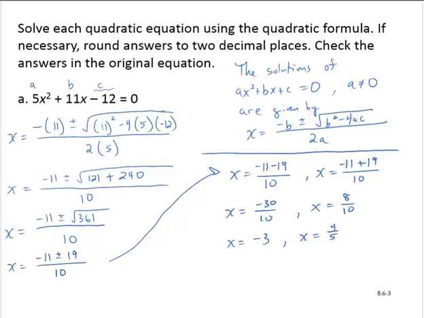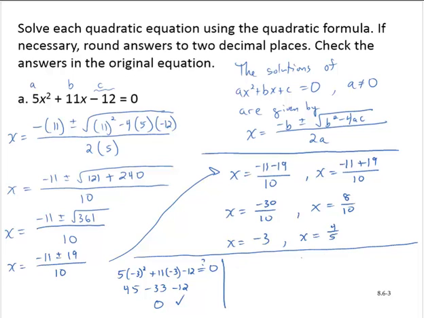All right, now we want to check these. So checking negative 3. 5 by negative 3 squared plus 11 by negative 3 minus 12, is this 0? 5 times negative 3 squared, that's 5 times 9 is 45, minus 33 minus 12, that's exactly 0. That checks out. 4/5. 5 times 4/5 squared plus 11 times 4/5 minus 12, is this 0?